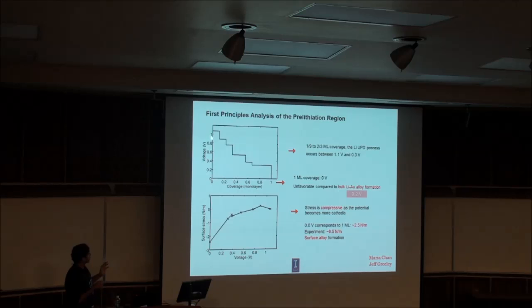So here is the voltage and coverage. The full monolayer happens at 0 volts. But we will see experimentally that the bulk alloy formation of lithium and gold happens a little bit higher than 0 volts. So it means that this full monolayer is not stable, and before getting to that potential, gold and lithium start alloying. But the point here is that the calculation also shows that as we increase the coverage of lithium on the surface, we develop some compressive stress on the surface.